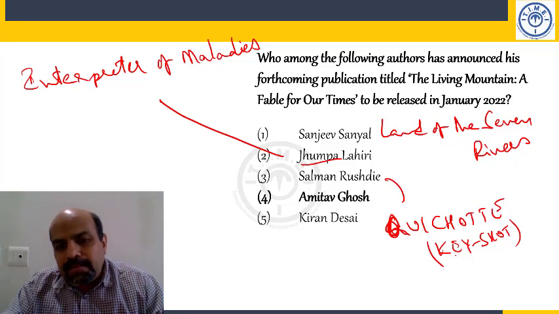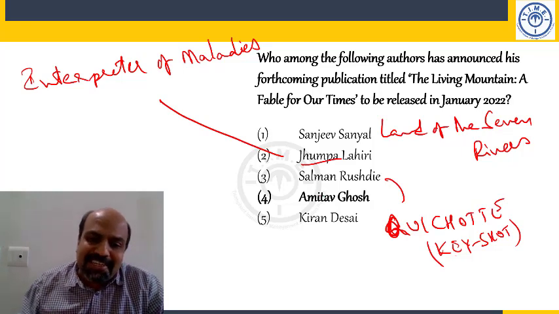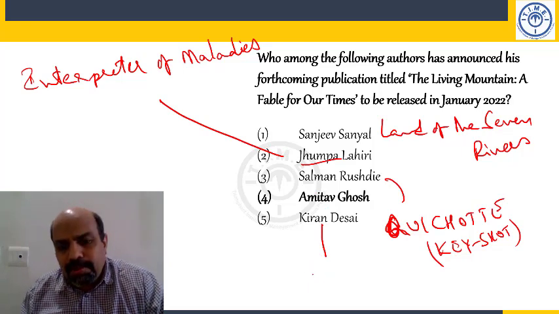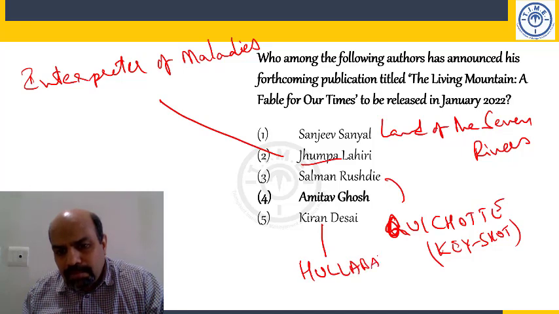Okay. Kiran Desai, she is a very good writer. You could write the name of one book which won the Booker Prize: Hullabaloo in the Guava Orchard.